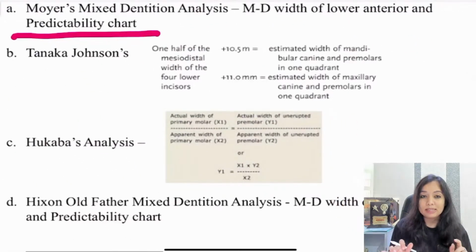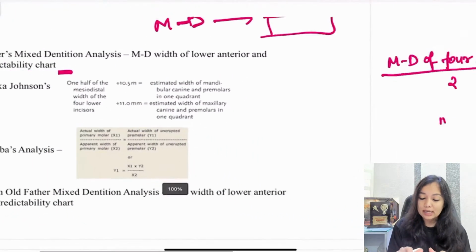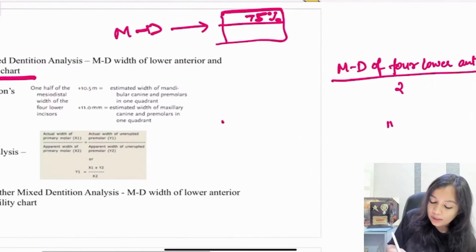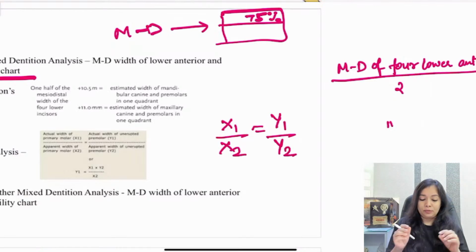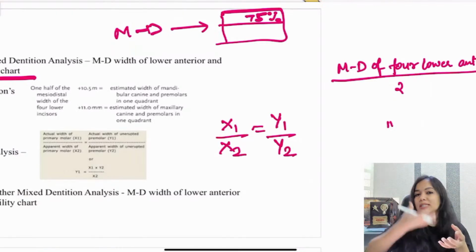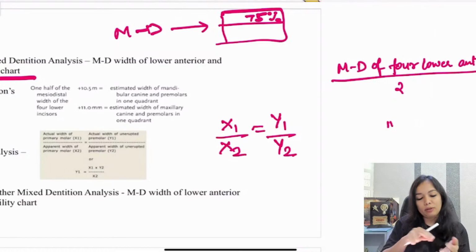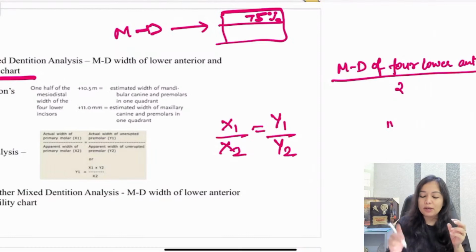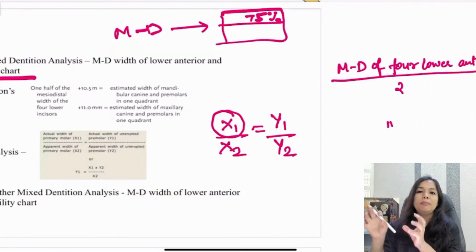The third given is Hookabah's analysis. So in Hookabah's analysis, this is the formula, like, you'll have x1 divided by x2 and y1 and y2. So what you do is, you take an impression of the patient, pour a cast. So in that, you will measure the width of the erupted primary molar. You will measure the width on the cast, which will be called x1, that is the actual width of the primary molar.